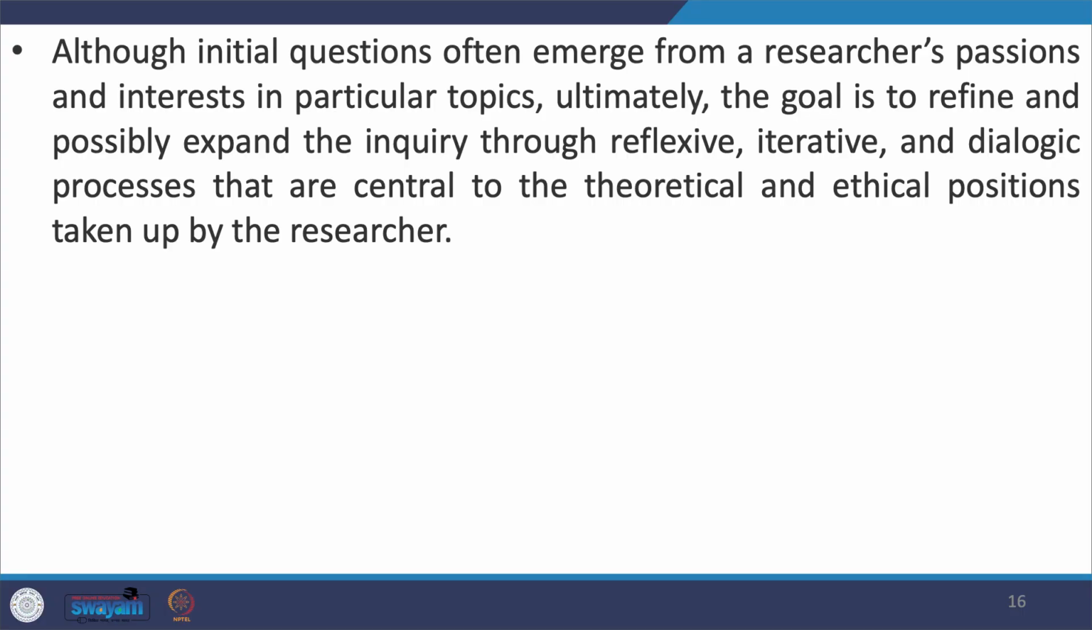Although initial questions often emerge from a researcher's passions and interest in particular topics, ultimately the goal is to refine and possibly expand the inquiry through reflexive, iterative and dialogic processes that are central to the theoretical and ethical positions taken up by the researcher. And during the inquiry process, a researcher needs to see questions as tools for discovery as well as tools for clarity. With this, I wrap up the discussion.